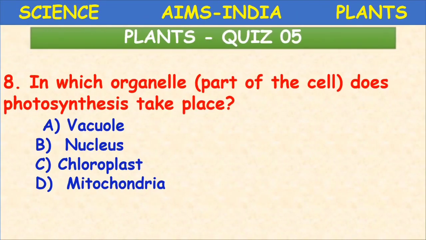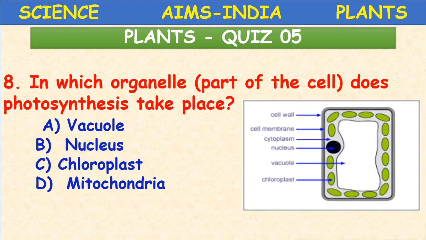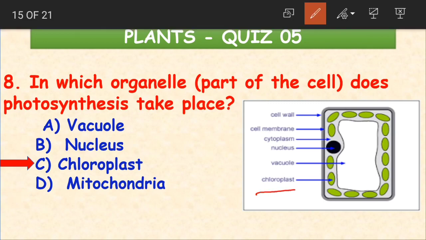Clear? Now we'll go to the other question. In which organelle, that is a part of the cell, does photosynthesis take place? A option vacuole, B nucleus, C option chloroplast, D option mitochondria. We have learnt this in our first two sessions. This takes place in chloroplast. C option is the correct answer. Clear, children? If you see in the diagram, this is a cell and this chloroplast is a part of the cell. Here photosynthesis takes place. Clear? Okay.